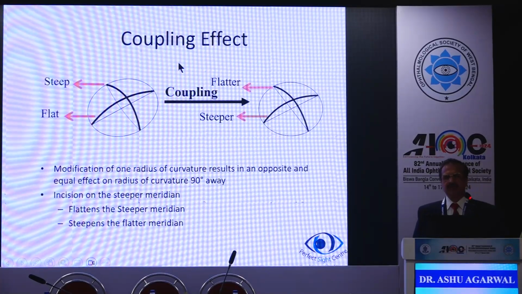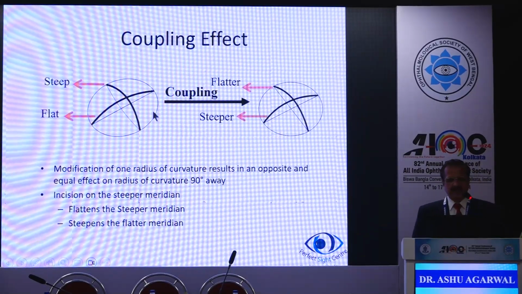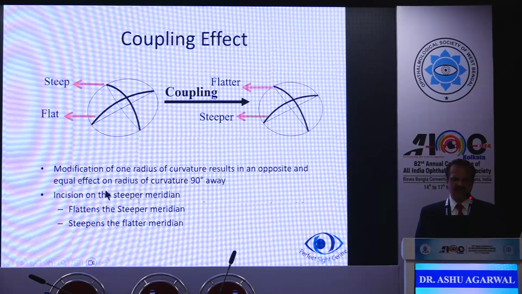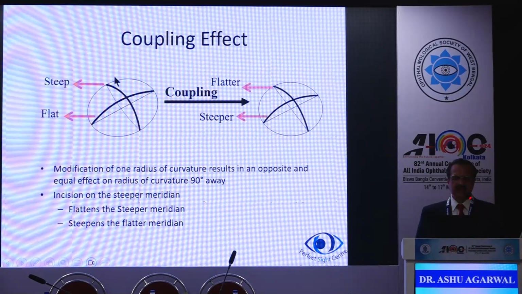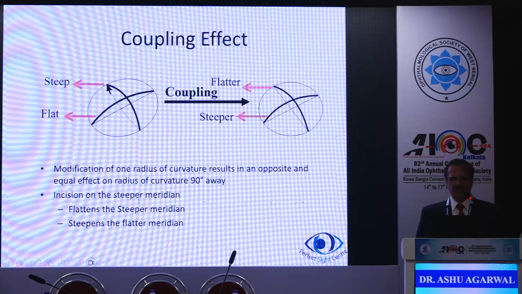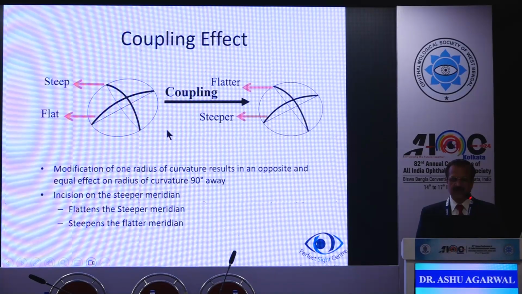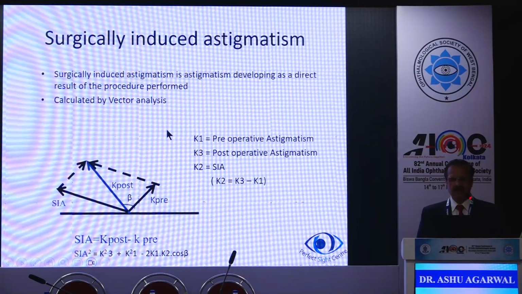So the next important parameter is the coupling effect. What it essentially means is that the modification of one radius of curvature results in an opposite and equal effect on the radius of curvature 90 degrees away. That means if this is a steeper meridian in the cornea, an incision on this would flatten this steeper meridian and relatively steepen the flatter meridian. So it's an opposite and equal effect on an axis which is 90 degrees away.